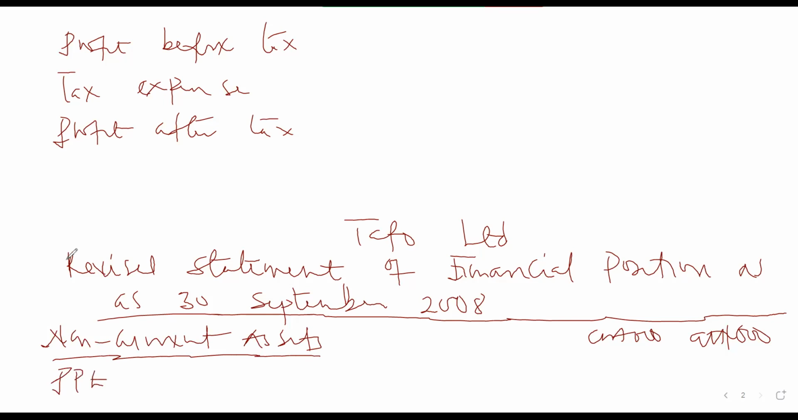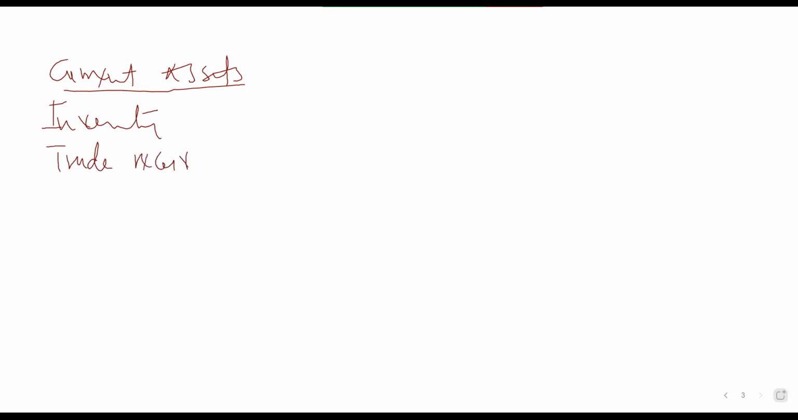You can write PPE. Nobody's going to see anything. It is allowed. Then you count to current assets. You can put the ones that you have there. We have inventory. We have trade receivables. We have bank. Then you leave it. You count to equity and liabilities.